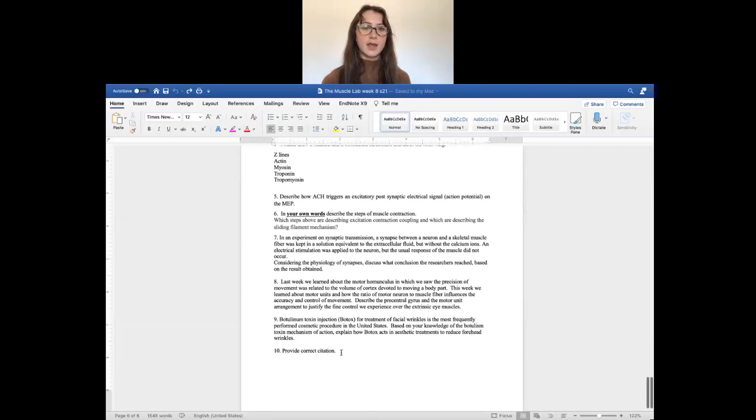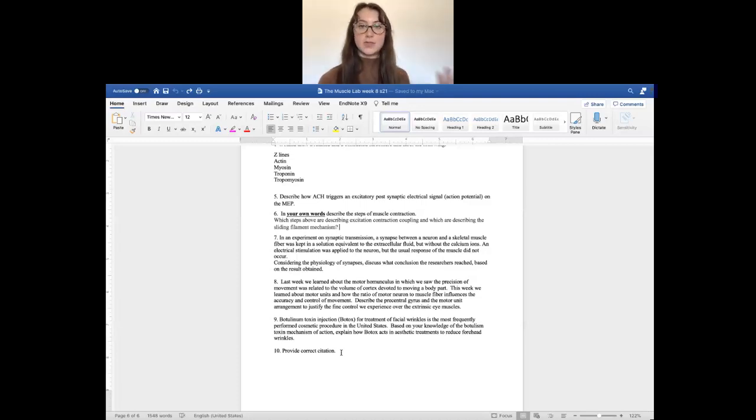Number 7, in an experiment on synaptic transmission, a synapse between a neuron and a skeletal muscle fiber was kept in a solution equivalent to the extracellular fluid, but without the calcium ions. An electrical stimulation was applied to the neuron, but the usual response of the muscle did not occur. Considering the physiology of synapses, discuss what conclusion the researchers reached based on the result obtained.